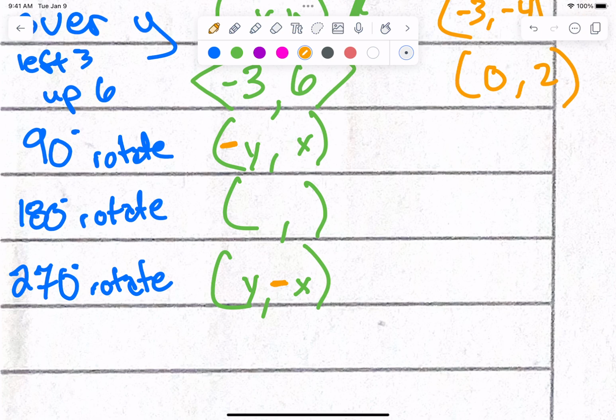Okay, what about 180 rotate? What's the rule for that one? They both just flip, so it's negative X, negative Y. Because a 180 rotate is like going over the X axis and over the Y axis, right? You're just reflecting twice, so you're making the two negative.